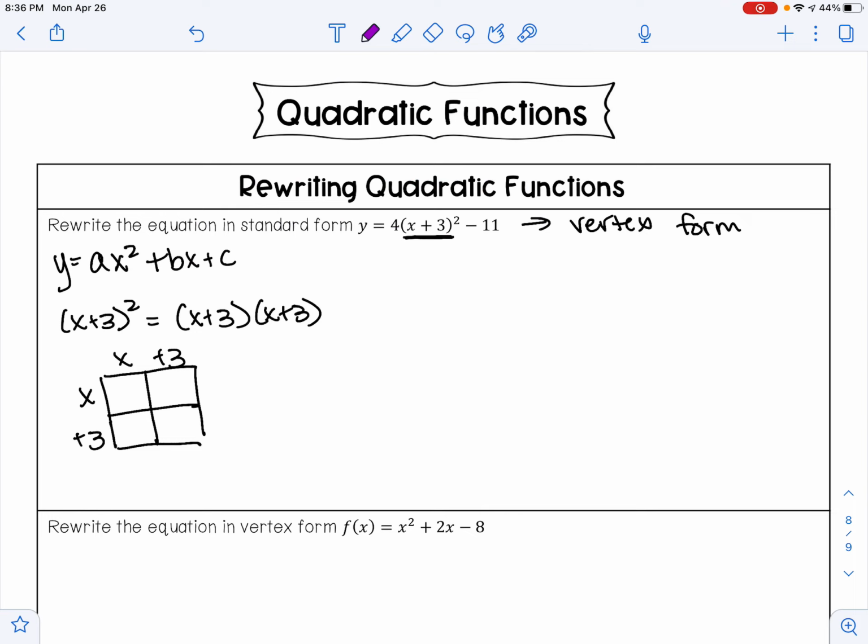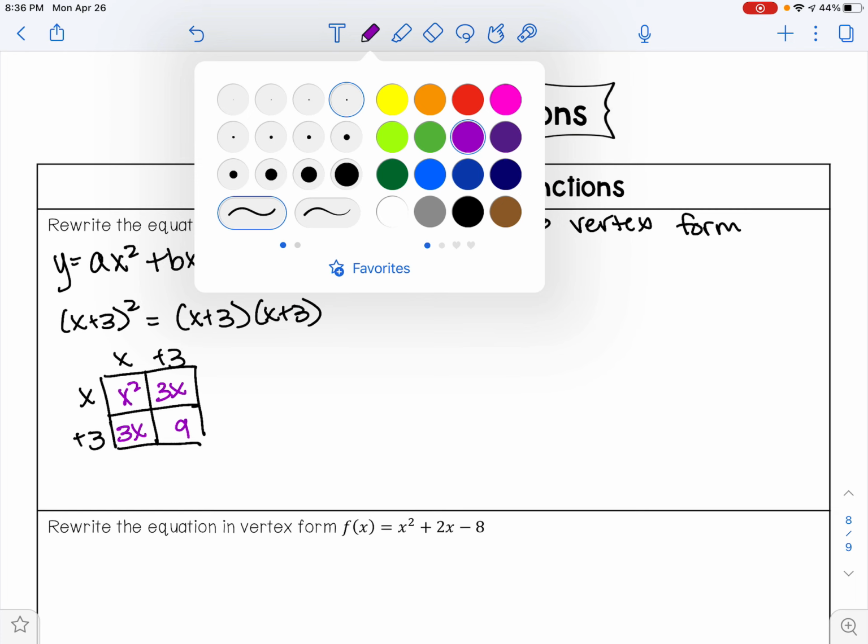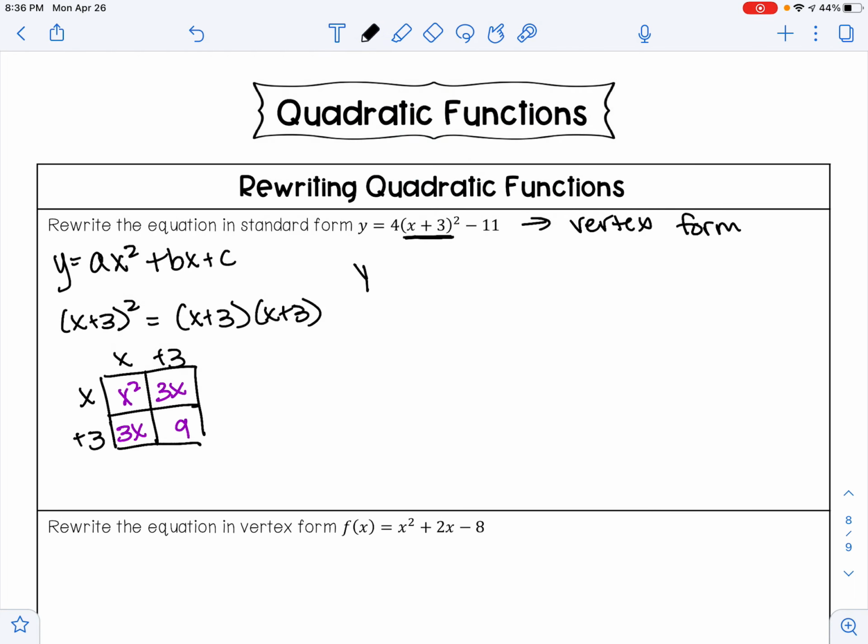X times x is x squared. X times 3 is 3x. 3 times x is 3x. And 3 times 3 is 9. So right now, for this equation, I have y equals 4 times, and then inside of the area model, if I combine my like terms, I'll have x squared plus 6x plus 9. And then I still need to bring down the minus 11.